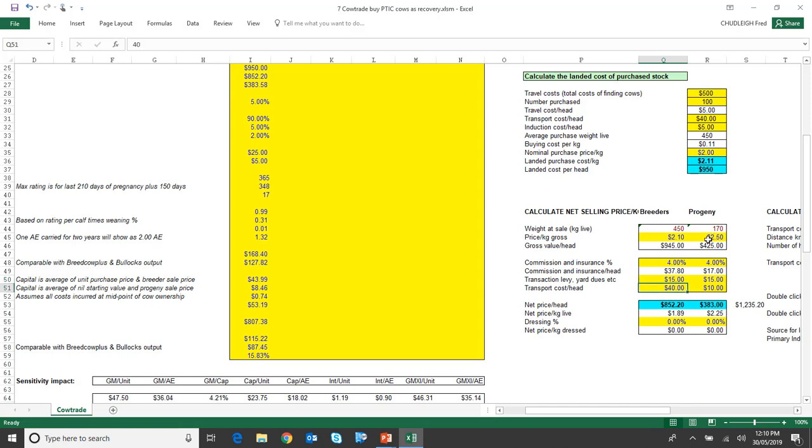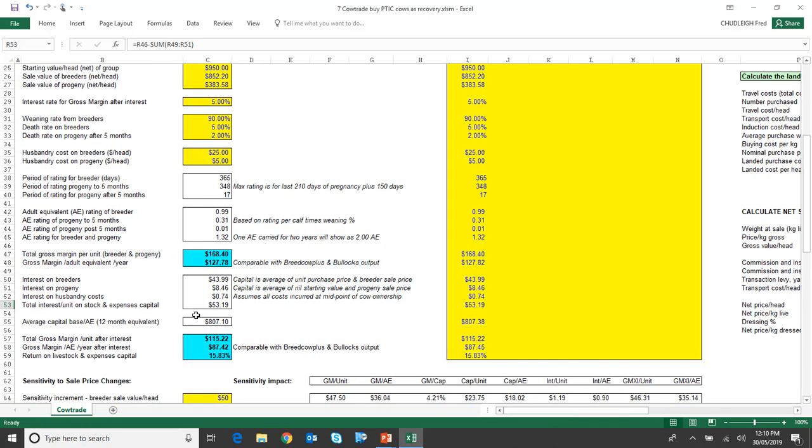Same thing with the weaner. We're selling that. We think we can get $2.50 for that. We've got commission to come out, some transaction levies and things like that at the yards. We've got a transport cost to allocate to get it to the yards as well, which gives us $852, $383.